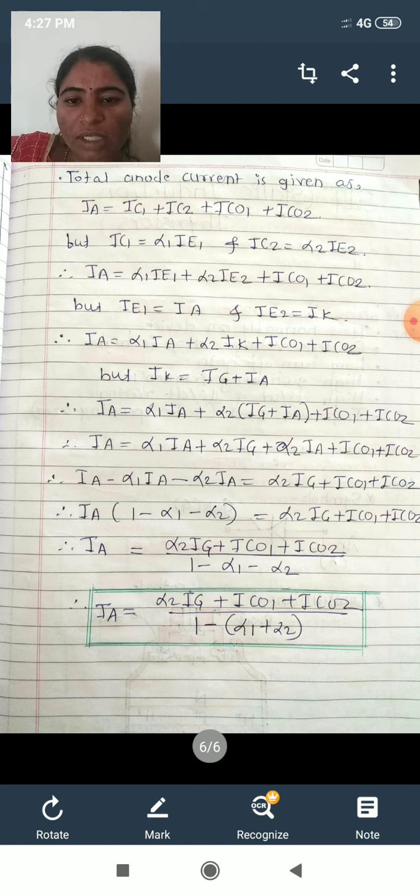By solving this equation, finally we get the anode current IA equals alpha 2 IG plus ICO1 plus ICO2, upon 1 minus alpha 1 minus alpha 2. This is the final equation for the anode current.